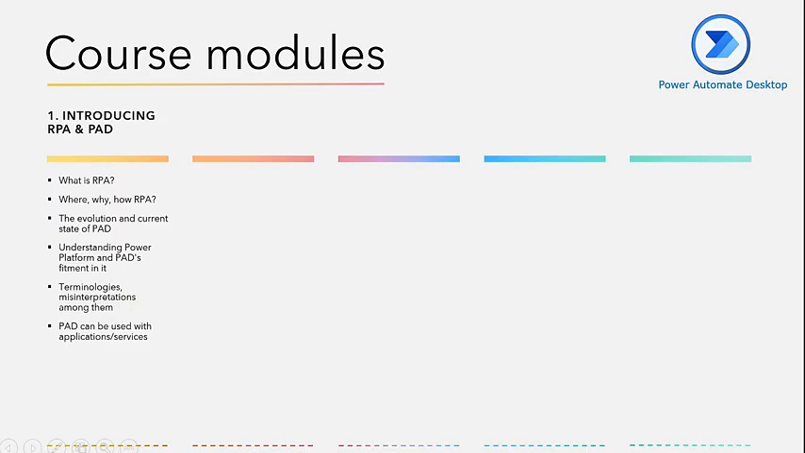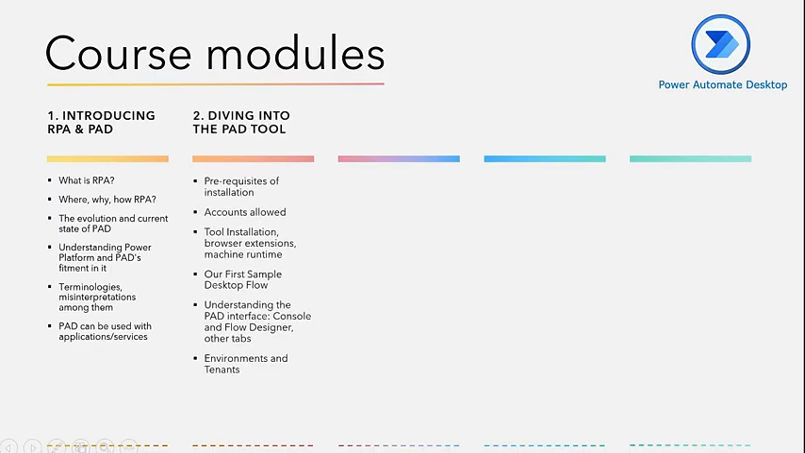For example, in the previous slide, we saw cloud flows, desktop flows, digital process automation, DPA, robotic process automation, RPA. So we'll be speaking about these different concepts and terminologies, and also how PAD can be used with which all applications and services. The next module will be a further dive into the PAD tool itself.